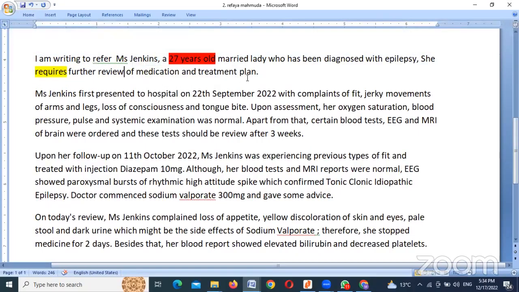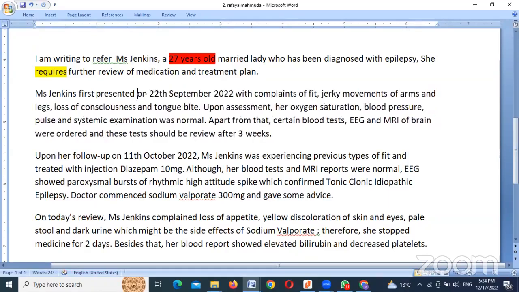We have medication and treatment plan. Okay, we can improve. We have not written side effects. You have not written polite language. It can be improved. "This is first presented to hospital." Not enough, just "presented on this day with complaints of it." If it is a single fit, then "a fit." Jerky movements of arms and legs, this is part of the fit. Loss of consciousness, tongue bite. Upon assessment, her oxygen saturation, blood pressure, pulse, and systemic examination was normal.